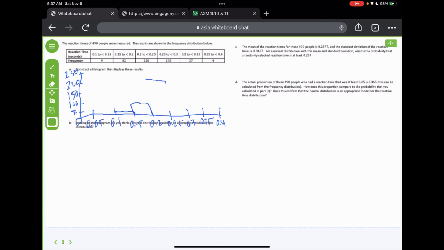Okay. 38 and 37, so we're getting back down here to nothing almost, and 4. Okay, so now I can tell you that this says, looking at the histogram, do you think that the normal distribution would be an appropriate model for this distribution? Well, sure it would. This is very much normally distributed.